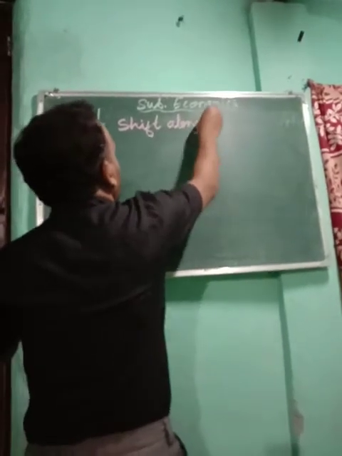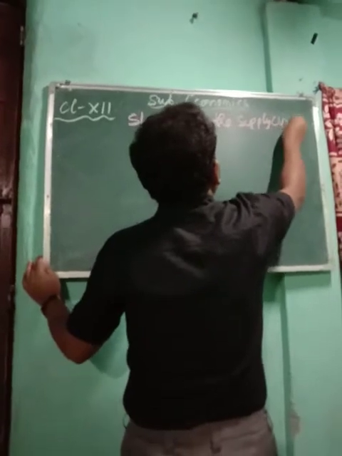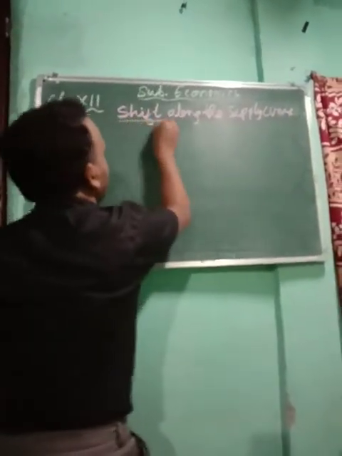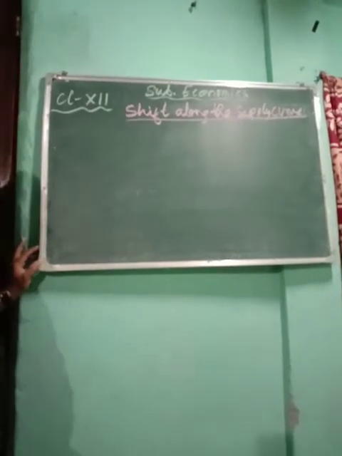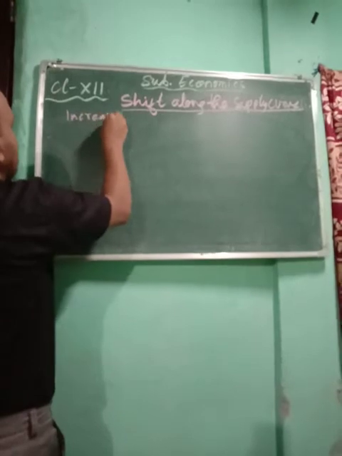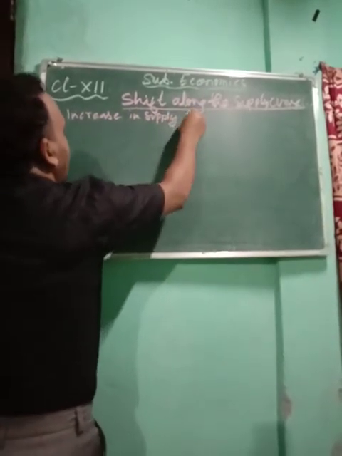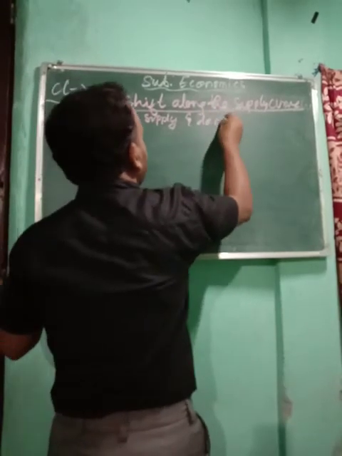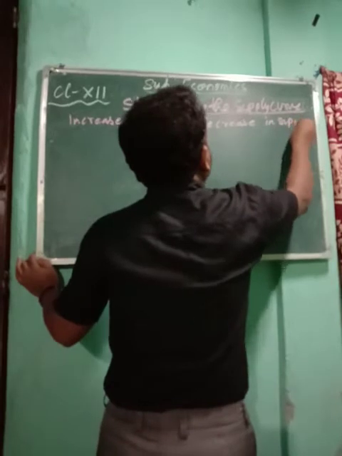Shift along the supply curve. In shift we are going to see two types of shift, that is increase in supply and decrease in supply.